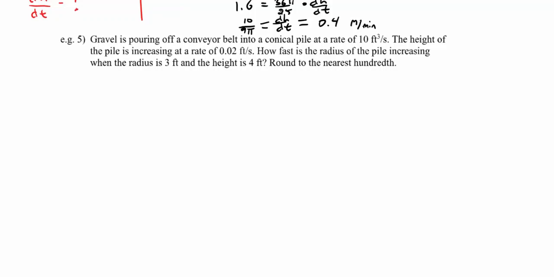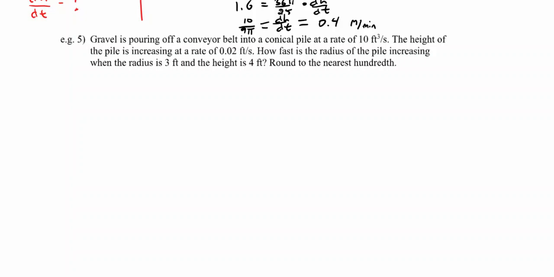Gravel is being poured off a conveyor belt onto a conical pile at a rate of 10 feet cubed per second. The height of the pile is increasing at a rate of 0.2 feet per second. How fast is the radius of the pile increasing when the radius is 3 feet and the height is 4 feet? Round to the nearest hundredth.